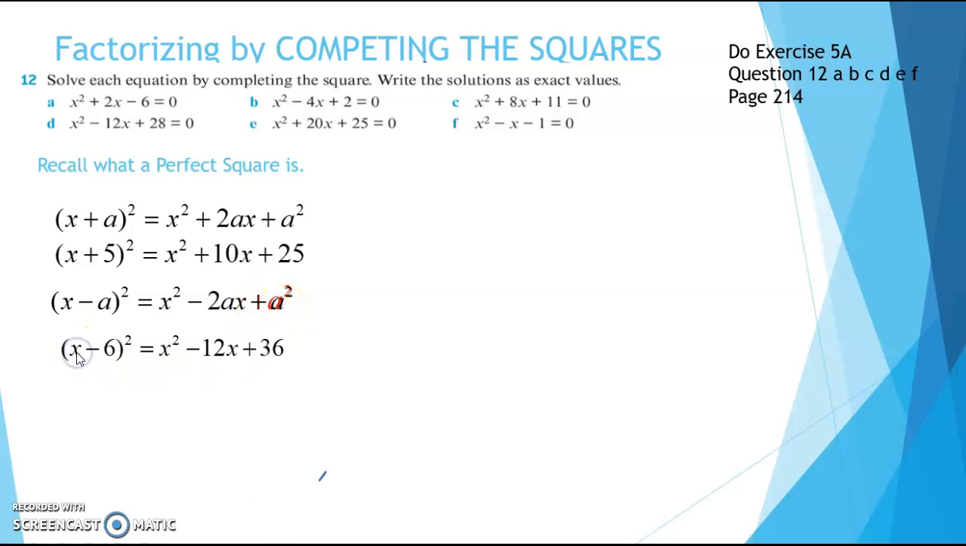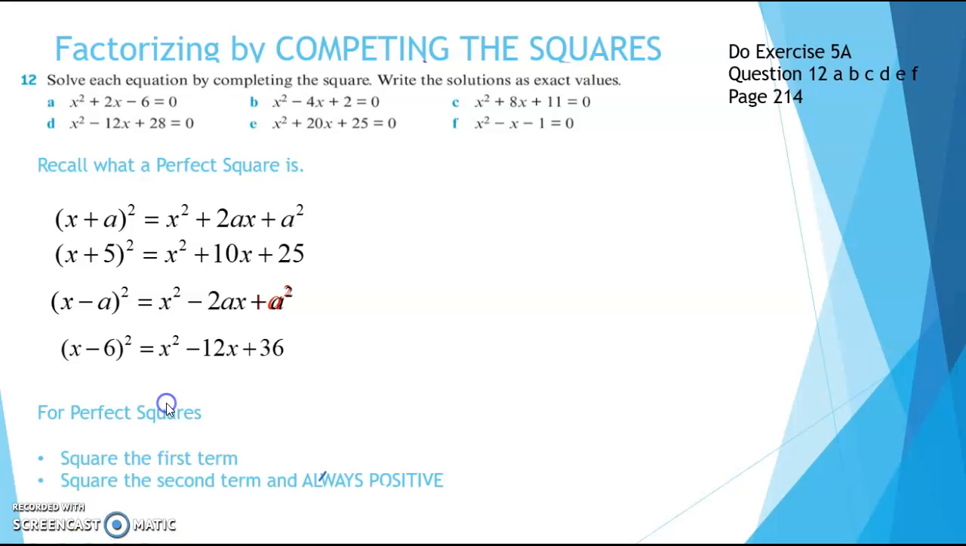So let's have a look at an example. x minus 6 all squared. Square the first term, x squared. Square the second term. Minus 6 times minus 6 is plus 36. And now multiply the two terms together. Minus 6 times x is minus 6x. Double it. So we end up having a middle term with a negative coefficient. So remember, for perfect squares, square the first term, square the second term, always positive, and then multiply the terms together and double it.